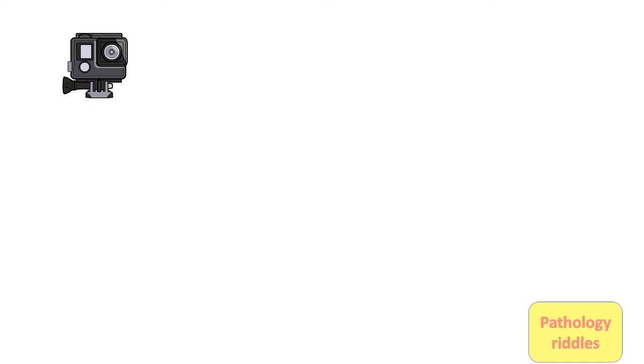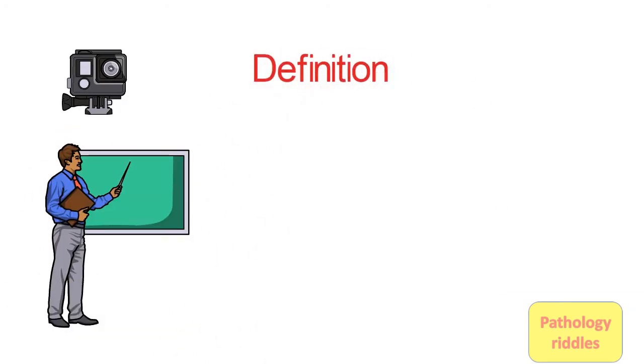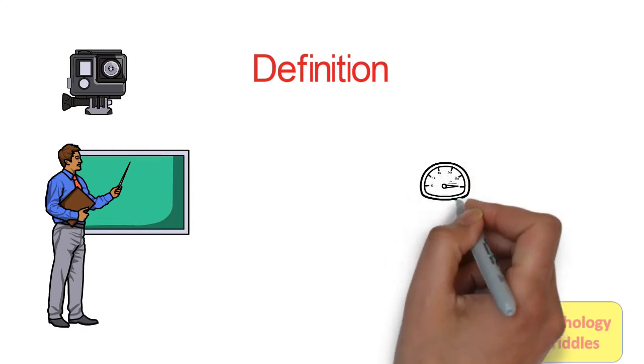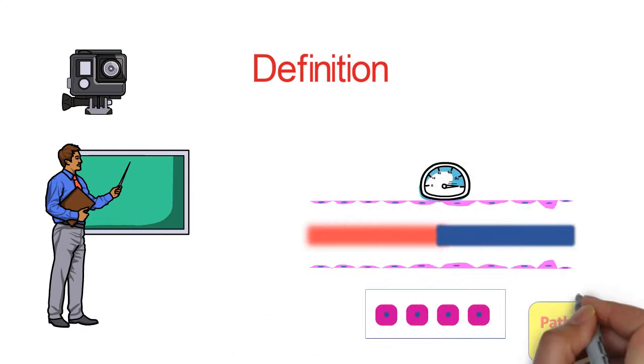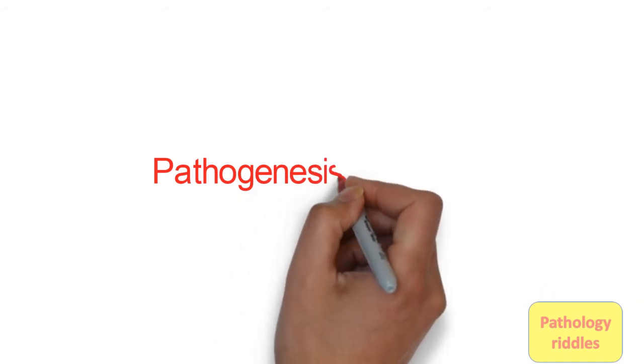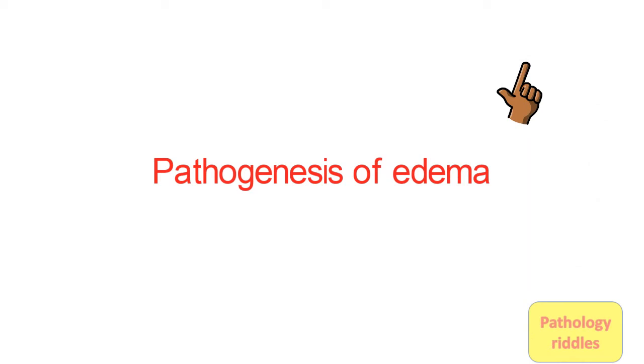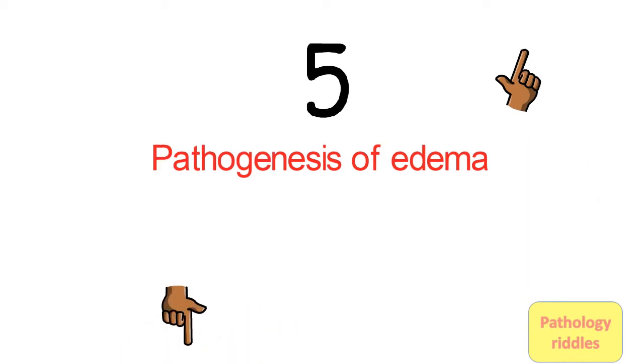In the previous video, we learned about the definition of edema and the pressures controlling the inward and outward movement of fluids from the capillaries into the extracellular tissue spaces. Today we will discuss the mechanisms which cause edema. If you haven't watched the previous video, the link has been provided. So there are 5 mechanisms that cause edema.